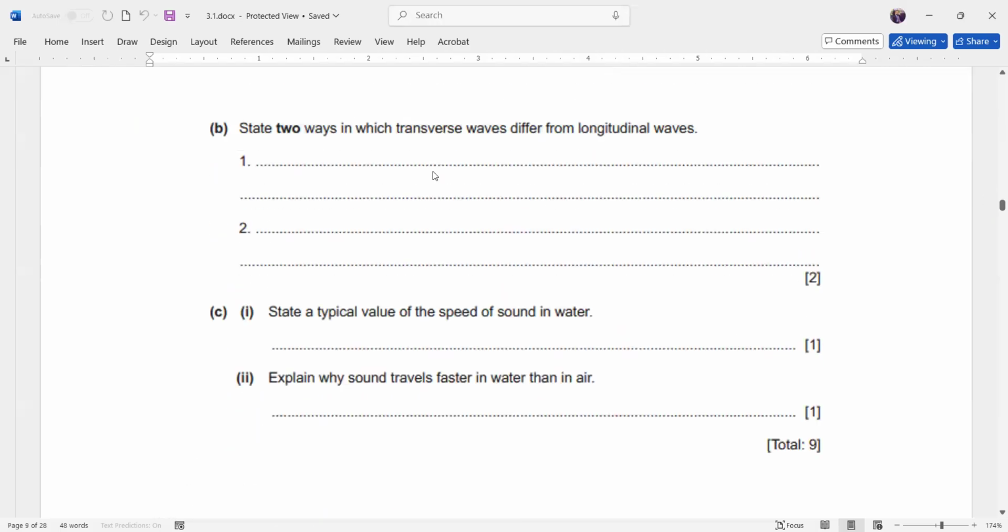Next, we have: two ways in which a transverse wave differs from a longitudinal wave. What is the difference between transverse and longitudinal? The first difference is that in a transverse wave, the direction of travel of the wave is perpendicular to the vibration of the particle. So one is the direction. For such questions, I advise students to learn the answer, like if they ask to define longitudinal, define transverse, or the difference.